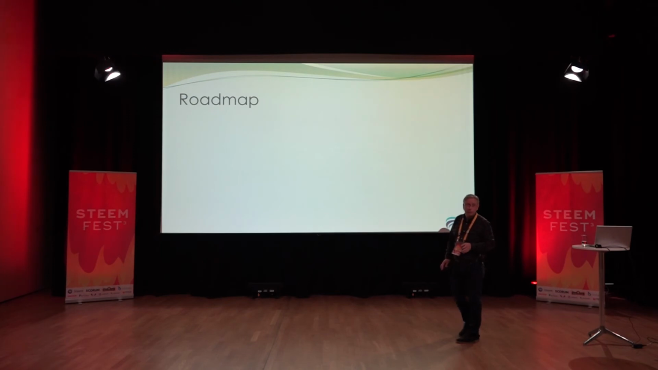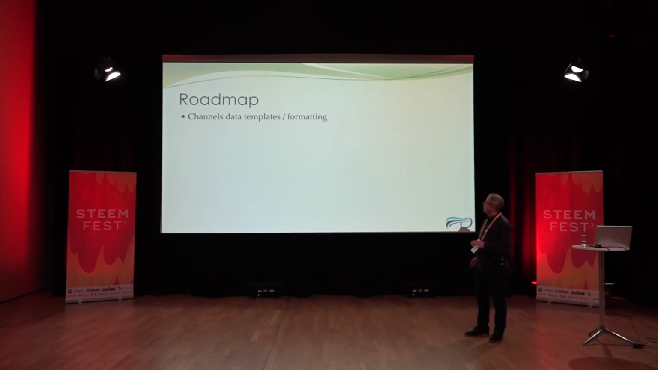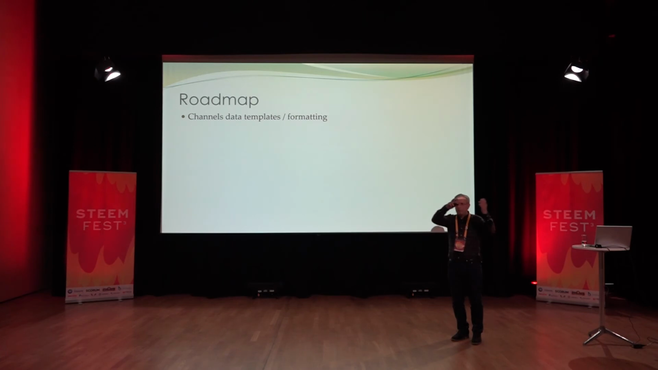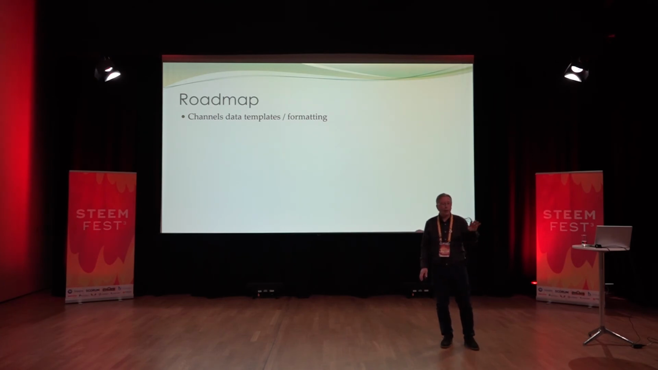So what's the roadmap? This is a very young project. We want to add channel data templates and formatting. You see, getting an email with a JSON string is not very useful for a layman, for people like me. I just prefer to get a message saying, oh, someone voted for you, it's this guy, and he voted on this post.